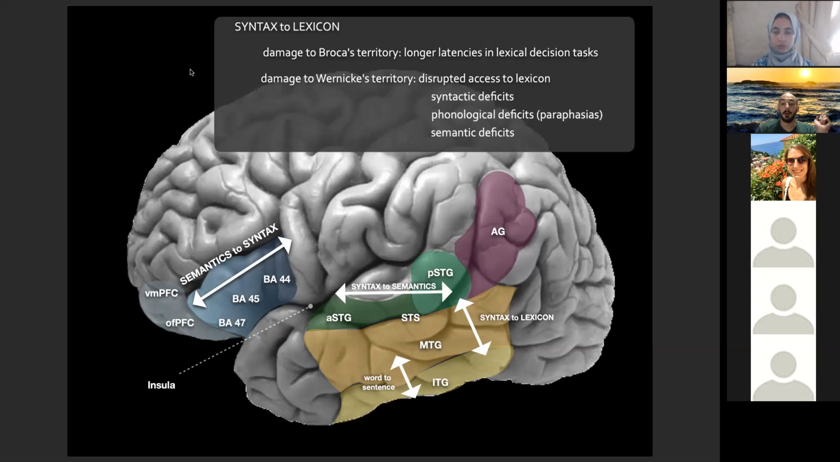Okay, so then again, what happens? What happens when you have a damage to these areas? And what can the lesional data tell us about the property of the system?